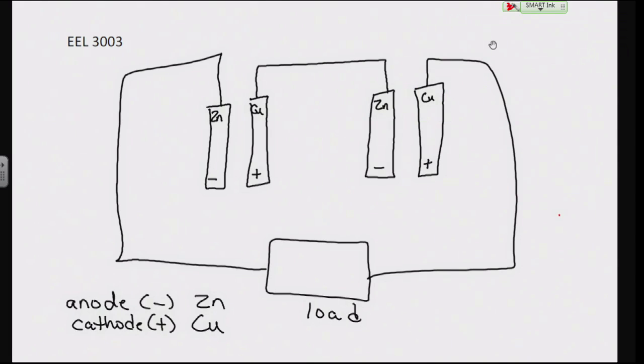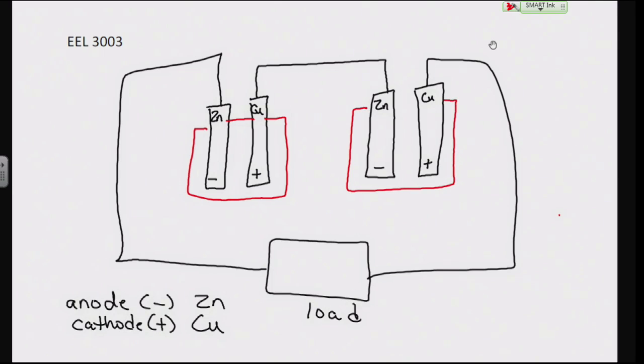So each one of these has to sit in some sort of acidic environment for the exchange of electrons to happen here. So now this is some sort of acidic environment the anode and cathode are living in to make up our little battery cells.